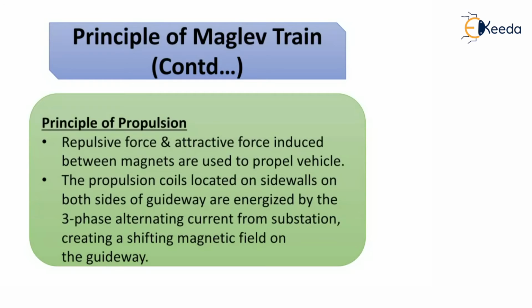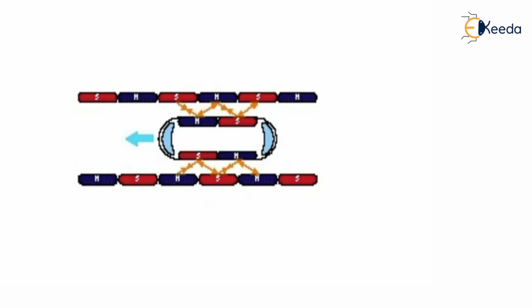Principle of propulsion. The repulsive force and the attractive force induced between the magnets are used to propel the vehicle. The propulsion coils located on the side walls on both sides are energized by three-phase alternating current from the substation, creating a magnetic field in the guideway. So this is how it is in the center.